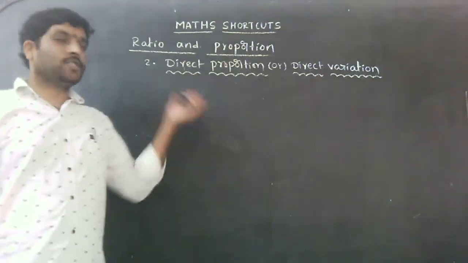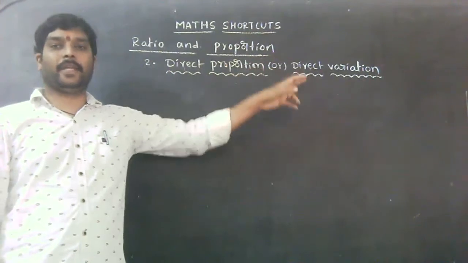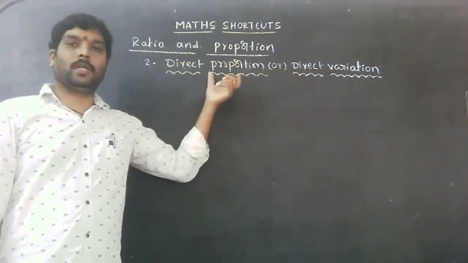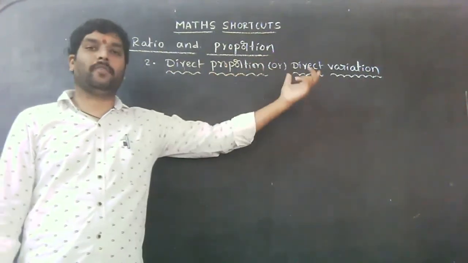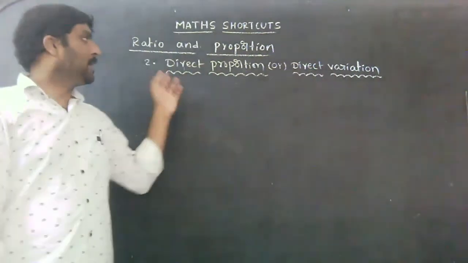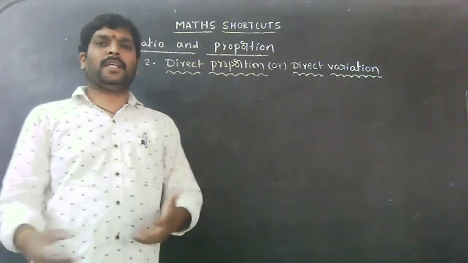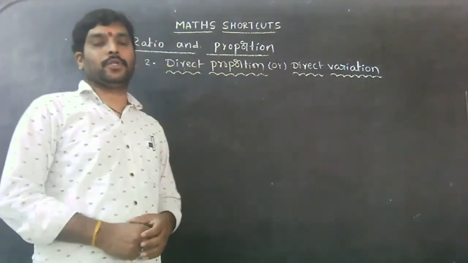Now the next shortcut, direct proportion or direct variation. Some of them call it proportion, some call it variation. Variation and proportion are both the same words. Direct variation or direct proportion. So what is direct variation or direct proportion?